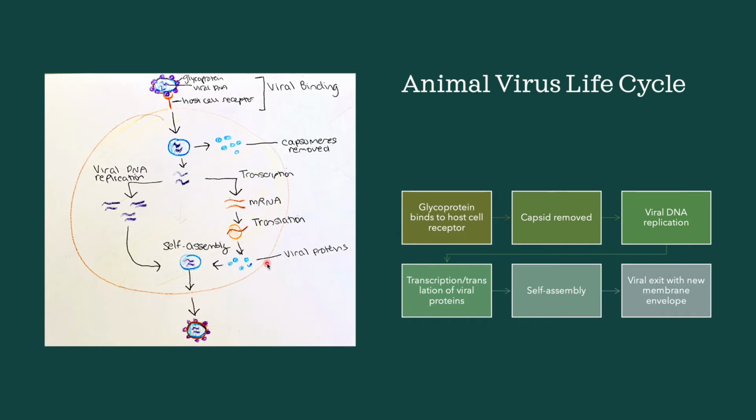Once the capsid proteins are produced and viral DNA is replicated, self-assembly of the new virus occurs. The new virus then merges with the host cell membrane to exit the cell, and takes on a membrane envelope derived from the host plasma membrane. It can now infect other cells.